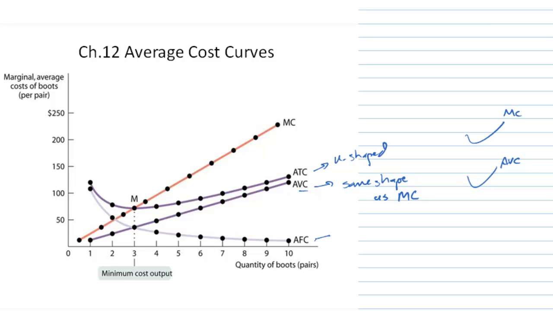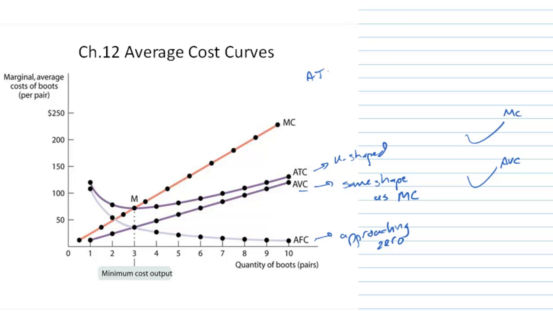Then with AFC, average fixed cost, notice that this is basically getting closer and closer to 0. It's approaching 0. It's always going to be the case when you're taking a single number, 108 in this case, and dividing it by a bigger and bigger number, a larger and larger quantity as you go up. So average fixed cost is getting smaller and smaller as we increase output.